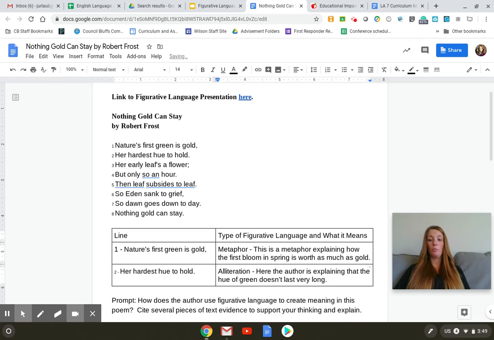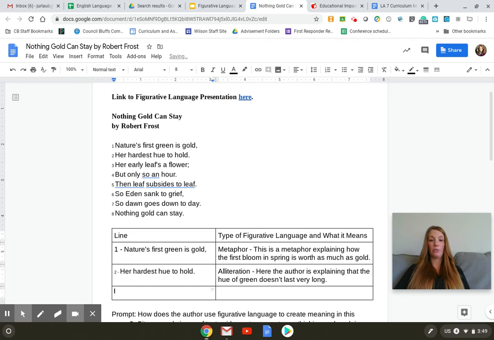And then we could do one more. If you don't know how to make more lines in your table, you just press tab and it'll make another line. If we come down here, her early leaf's a flower but only for an hour, so it doesn't last very long. Then leaf subsides to leaf, so the tree fills in, or the bush fills in with lots of leaves. The garden, Eden, is a garden, that's a biblical reference. So Eden sank to grief, became sad because all of the flowers and the blossoms on the trees are gone.